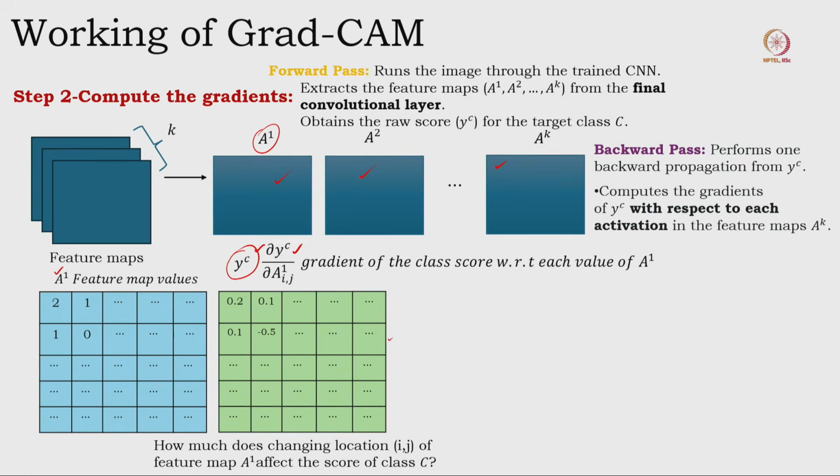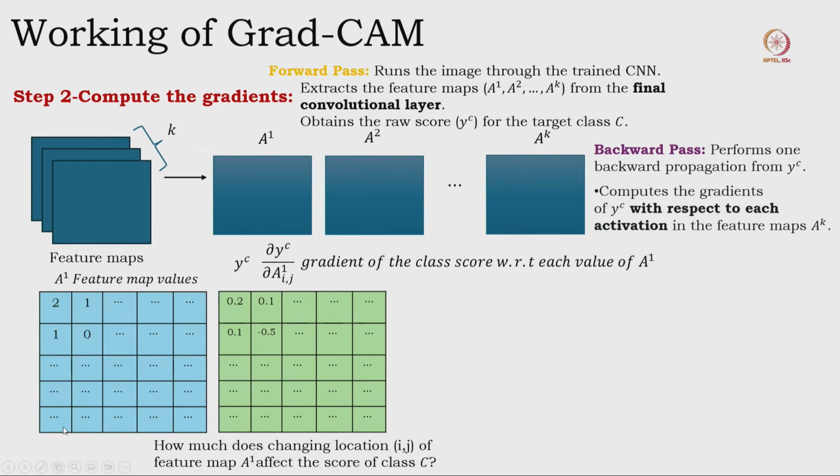Now, what does this matrix tell? It tells how much changing each of these values in the feature map affects the score of the class C. That is what this gradient tells us. So, what did we do?